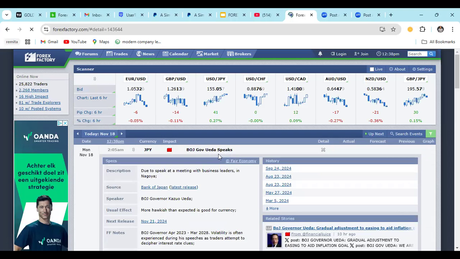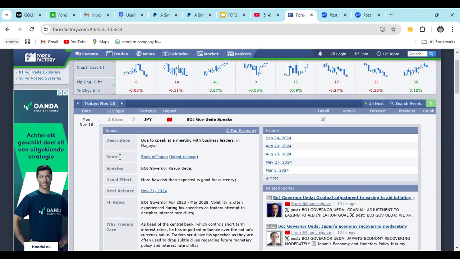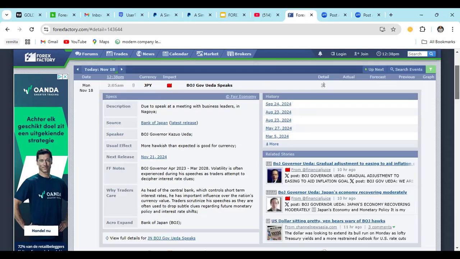So he is to speak today at that particular time. Now, when you open the news, you see what the effect is. The decision is due to be spoken about at a meeting with business leaders in Nagoya, Bank of Japan source. The speaker is BOJ Governor Kazuo Ueda, so this is who is speaking. This is the effect of the news: more hawkish than expected is good for the currency. So you now read the details of the news, and it continues like that.